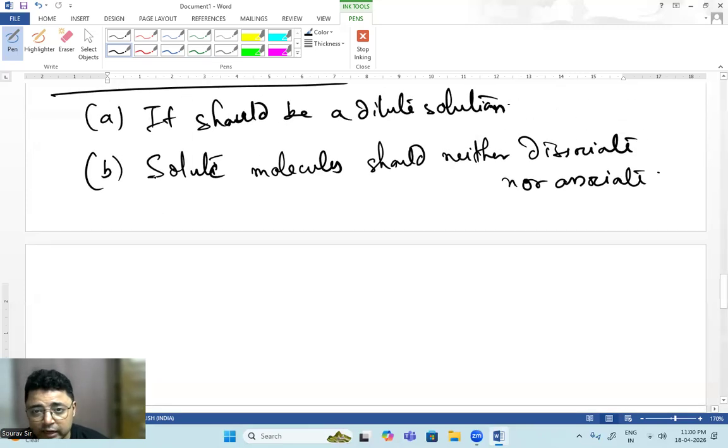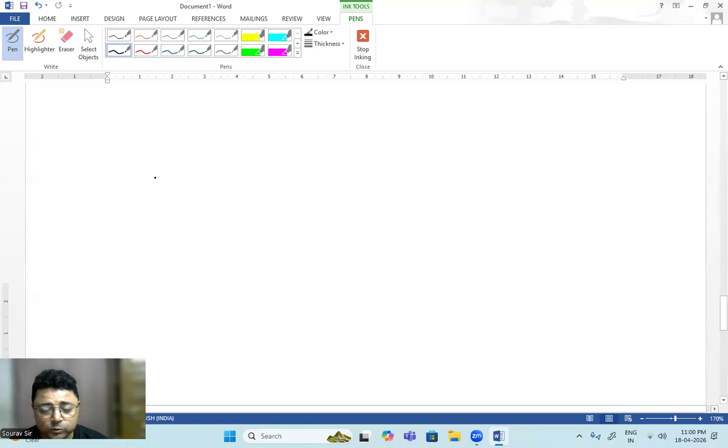But before we end this, I must show you that there is an isotonic solution where the two osmotic pressures are equal. If I have two solutions, pi 1 and pi 2, and both have the same osmotic pressure, then they will be called isotonic solutions.